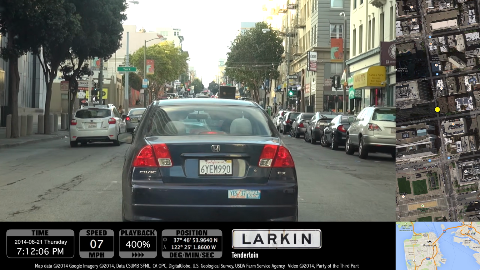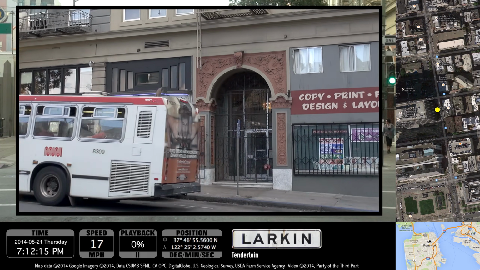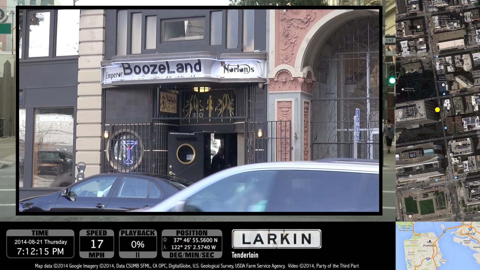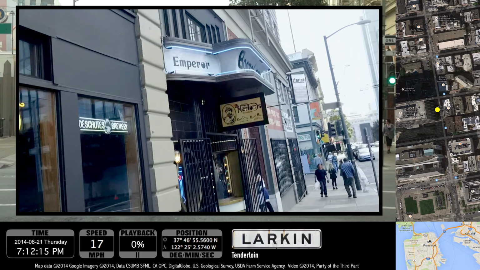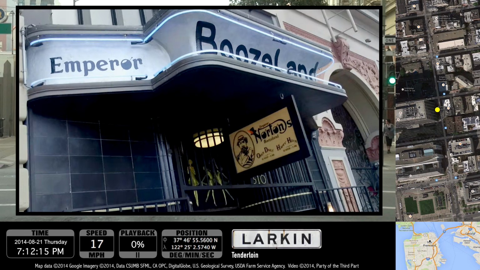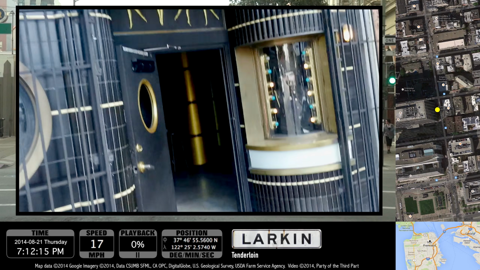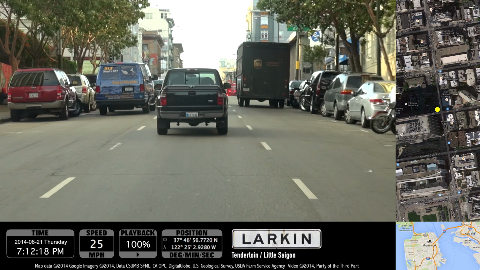A few feet away across the street is Emperor Norton's Booze Land. I don't actually know anything about this place, I just like the name. It has a great name. Actually, it's a new place that recently reopened and I've heard some good things, but I just like the name, Emperor Norton's Booze Land. By the way, we're now in the Tenderloin neighborhood, which has a somewhat bad reputation.